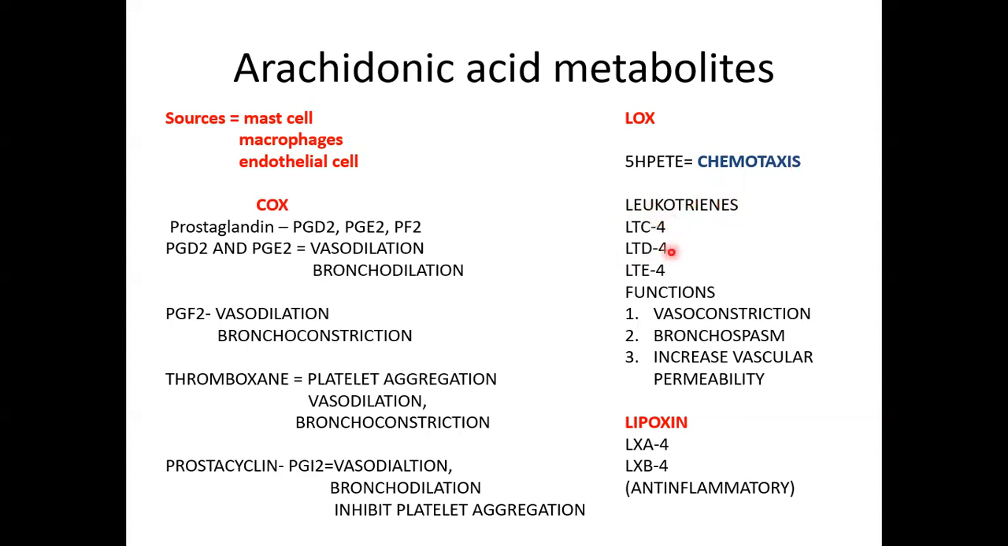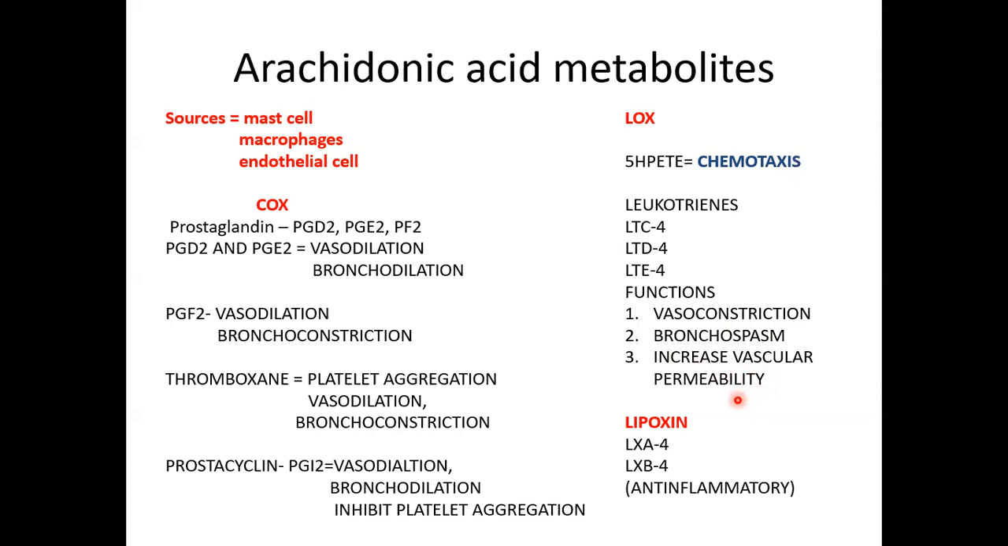Leukotriene C4, leukotriene D4, leukotriene E4. Their functions: they cause vasoconstriction, cause bronchospasm, which is why they are involved in asthma, and cause increased vascular permeability, with endothelial cells of blood vessels creating gaps for white blood cells and proteins.